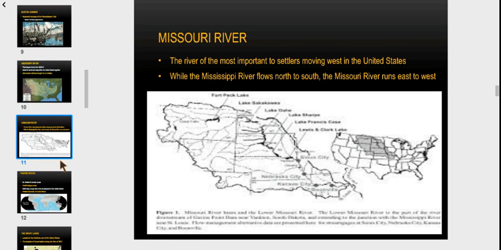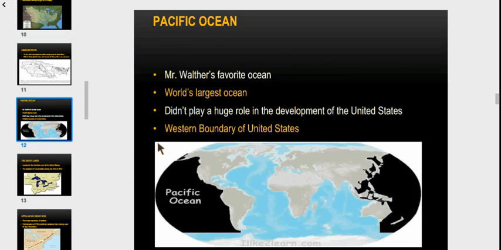Pacific Ocean. Obviously, the most important thing about the Pacific Ocean is that it is my favorite ocean. It's actually not anymore. It's freezing. It's by far colder than the Atlantic and the Pacific. It's so cold. But it's the world's largest ocean.